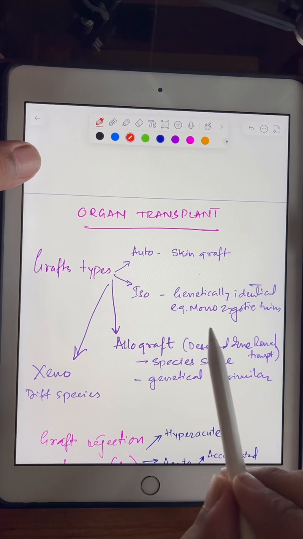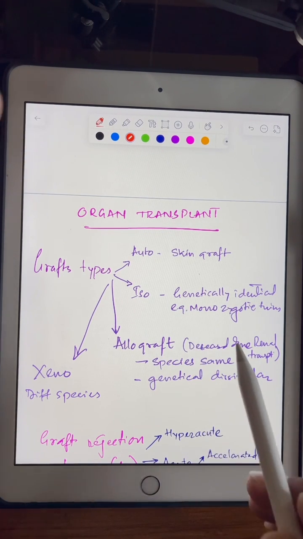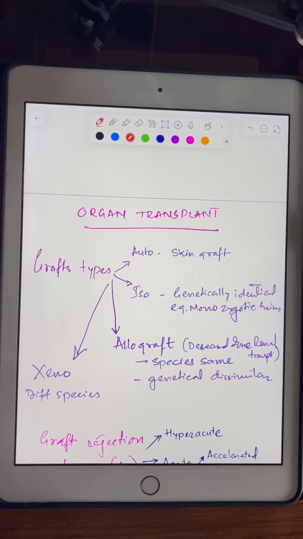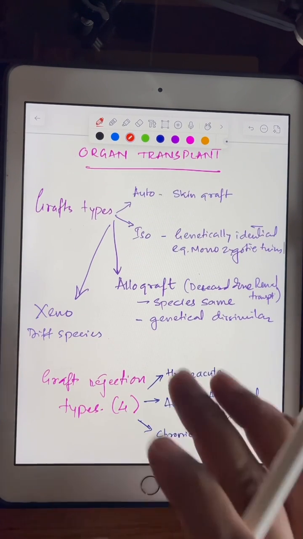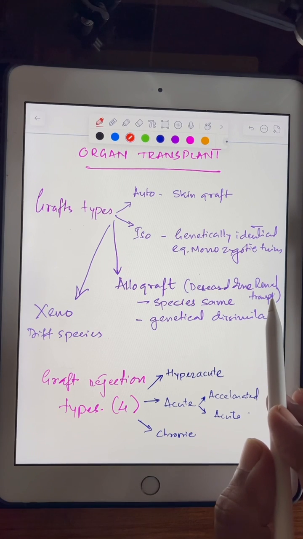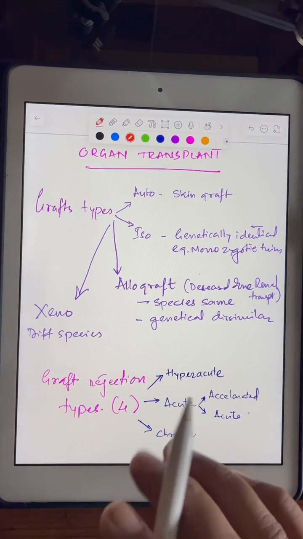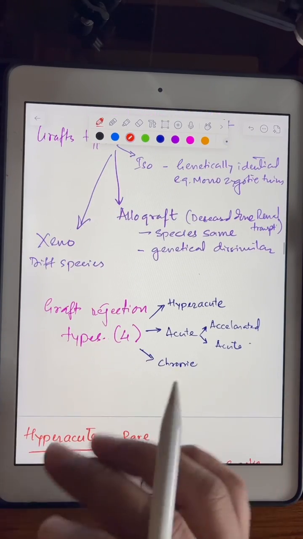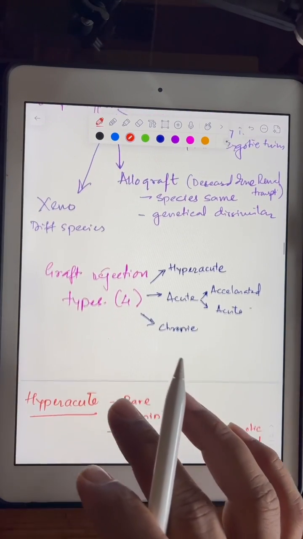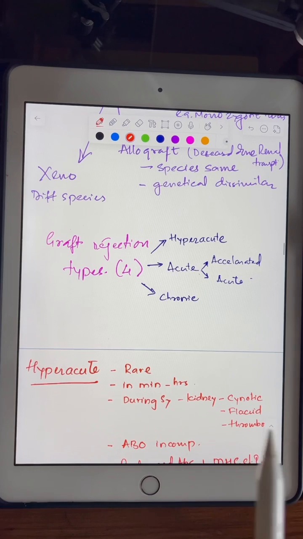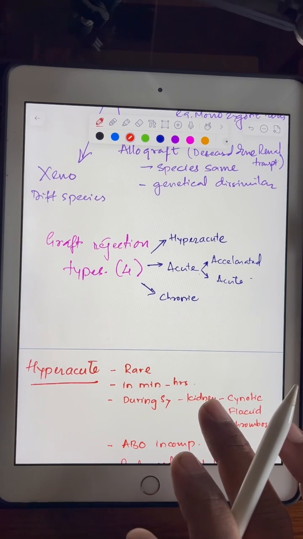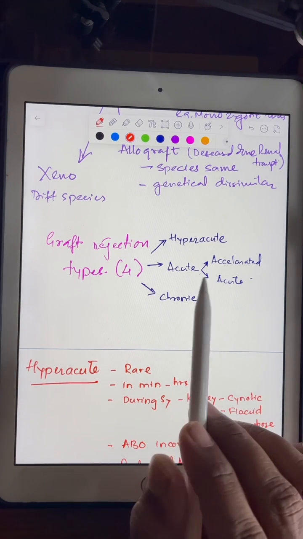Isograft is between genetically identical twins, monozygotic twins, which is very rare. Allograft is commonly done, like renal transplantation, where species are the same but genetics may be dissimilar. Xenograft is from a different species. How does graft rejection occur? There are types: hyperacute, acute and chronic.